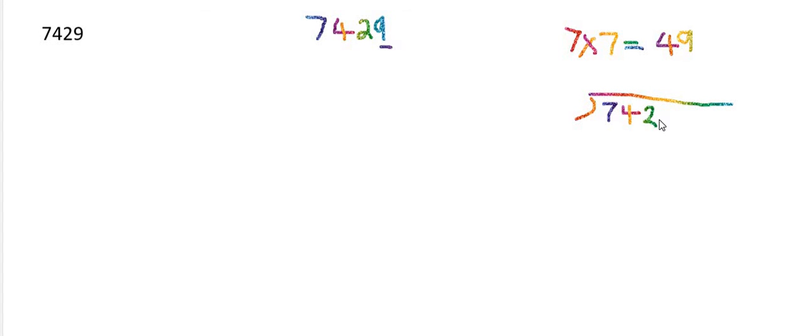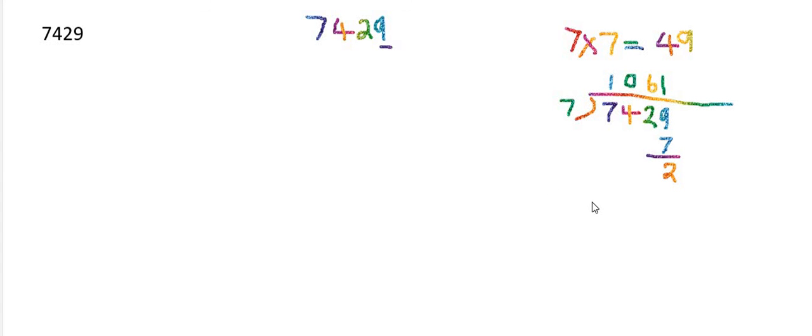7429. When we divide with 7, this is one time, and 4 cannot be divided, so I put 0 here. So 7 6s are 42, and 7 1s are 7. We get the remainder 2. It means it is not exactly divisible by 7.